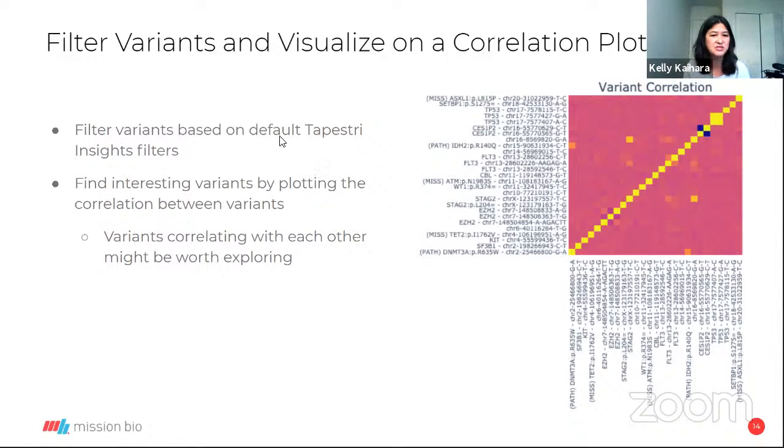And so we can use default Tapestri Insights filters in order to gain all of the 20+ variants that are on display when you open up Tapestri Insights software. And then we can plot these variants on a correlation plot in order to find interesting variants that may be of interest. And so here we see a correlation between the pathogenic IDH2 and the pathogenic DMT3A mutation.